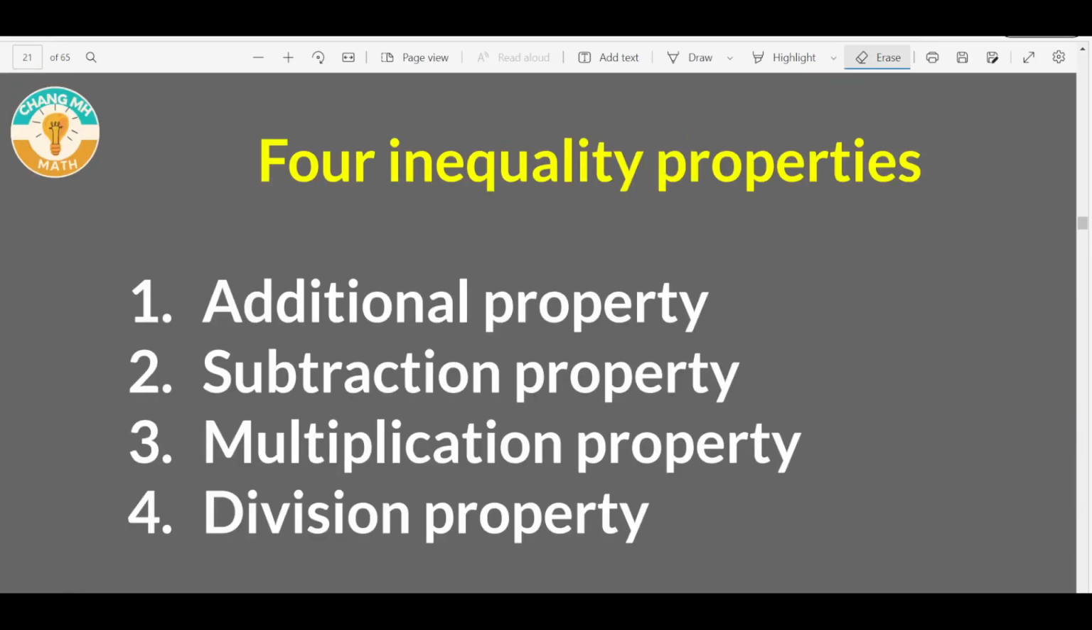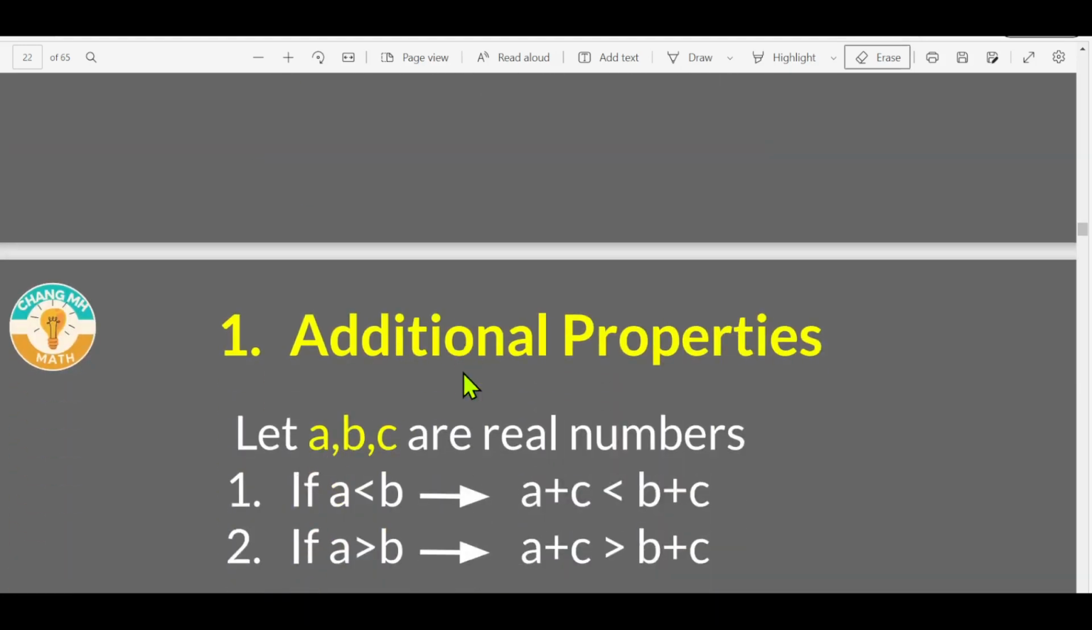So here are four inequality properties. Today we're gonna learn the addition property, subtraction, multiplication, and division. But actually addition and subtraction are quite the same. Multiplication and division properties are the same. So it's very easy and I'm sure you will get it easily. Okay, so let's start our lesson.